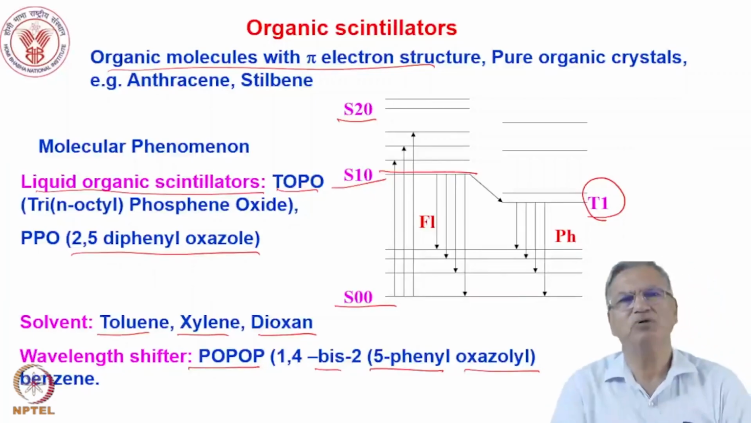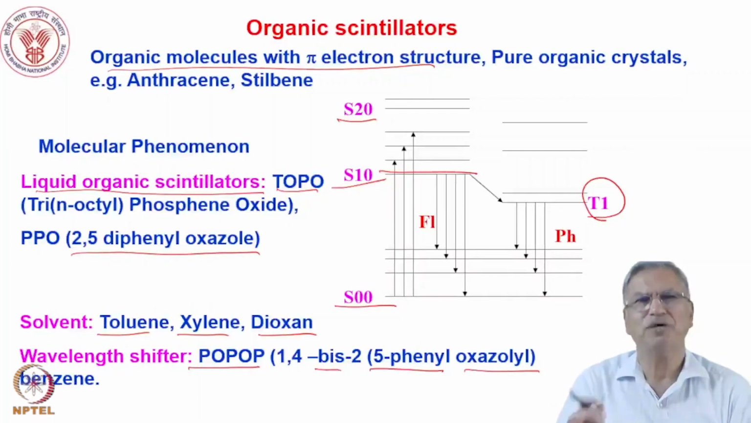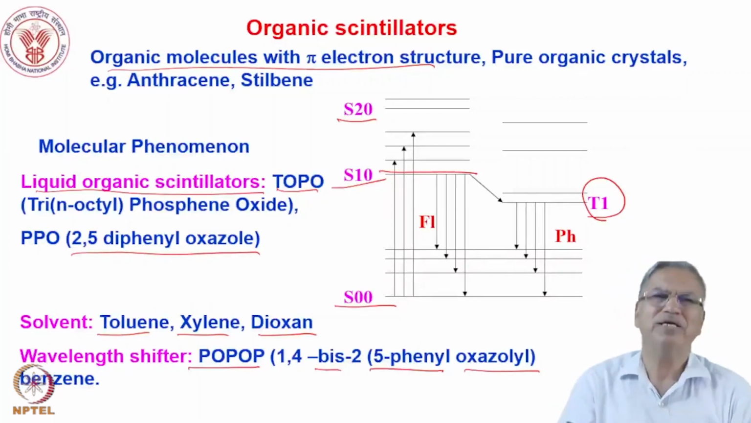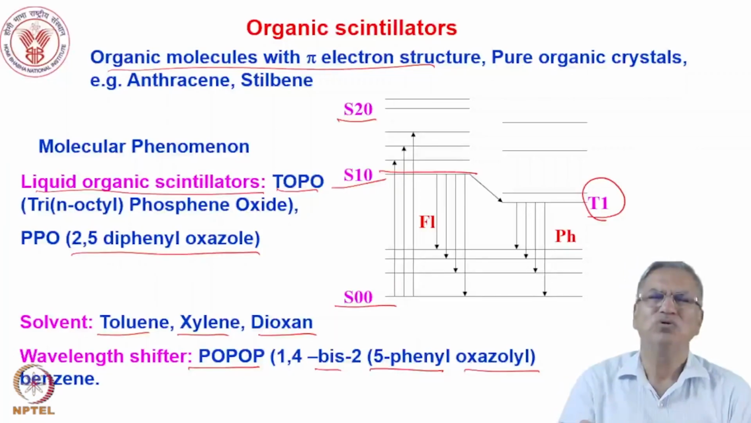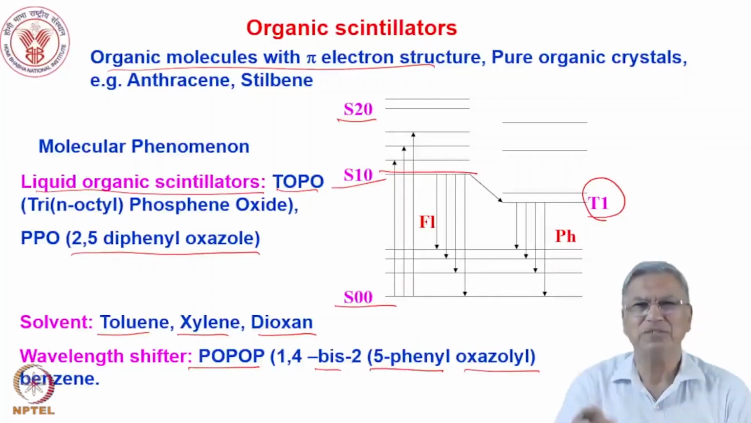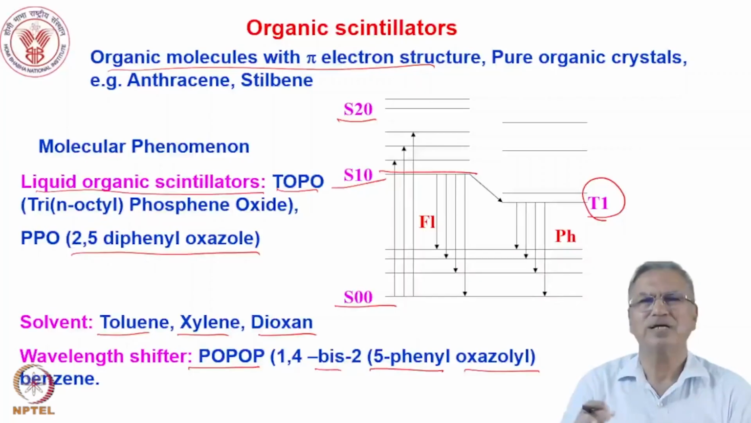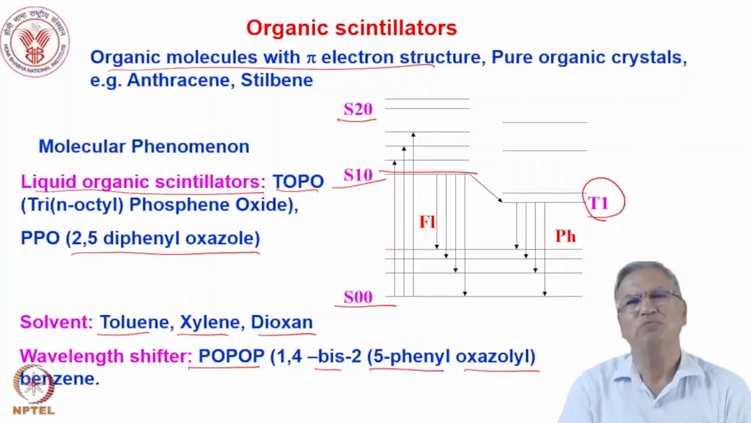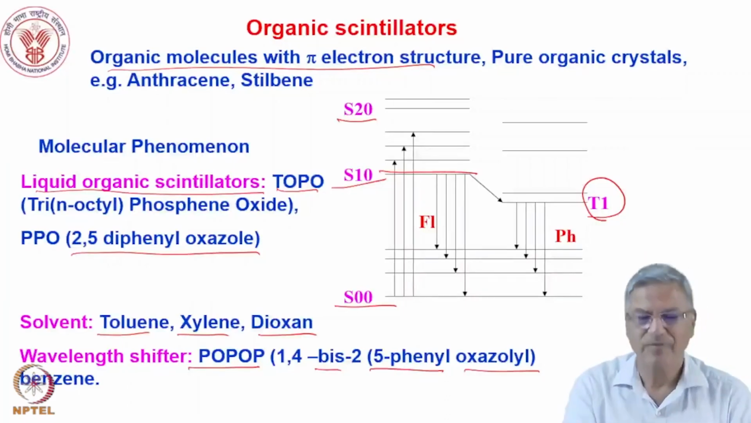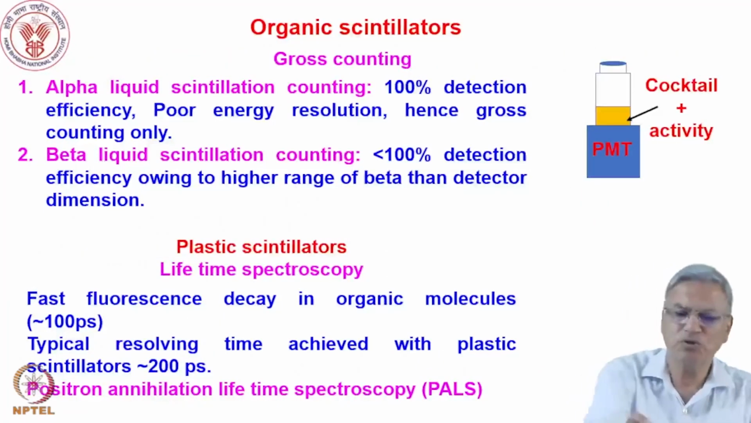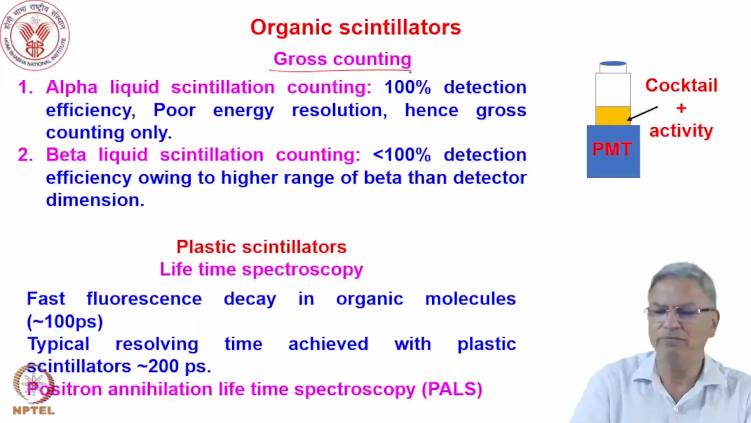So these organic molecules are very good for detecting the alpha particles or beta particles of low energy, but they have a low photofraction because they are mostly hydrocarbon material, carbon, hydrogen, oxygen. And so the photofraction, the photoelectric effect, which requires high Z material, is very small. So there are some applications where they are useful, but particularly for gamma counting, they are not very useful. So organic scintillators are mostly used for gross counting of alpha and beta.